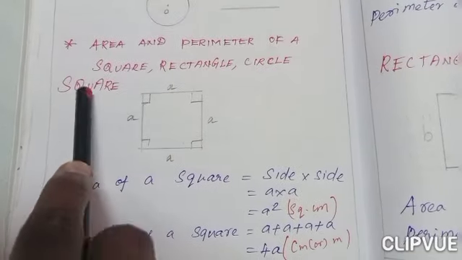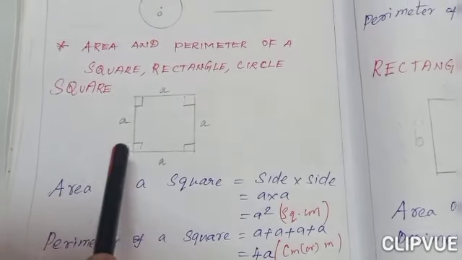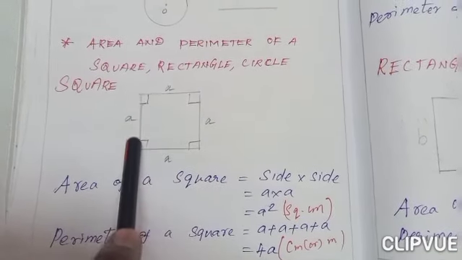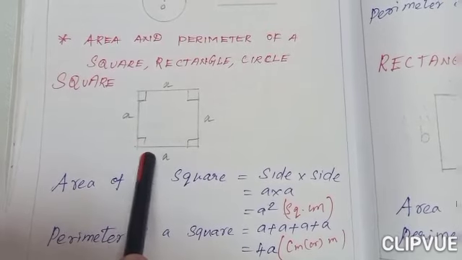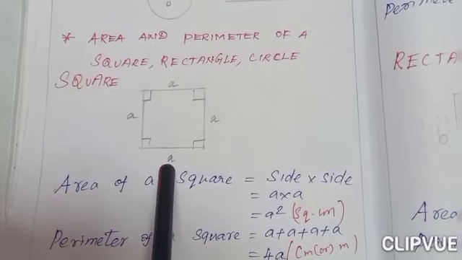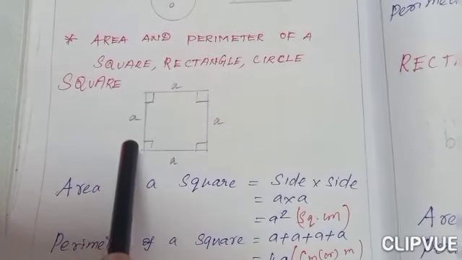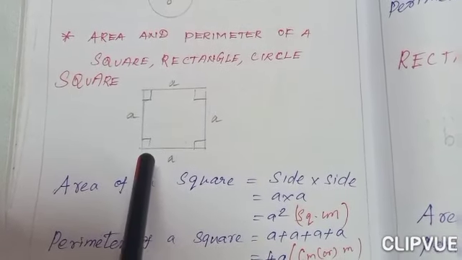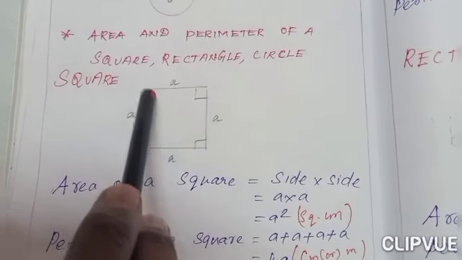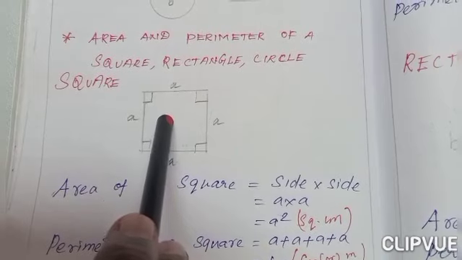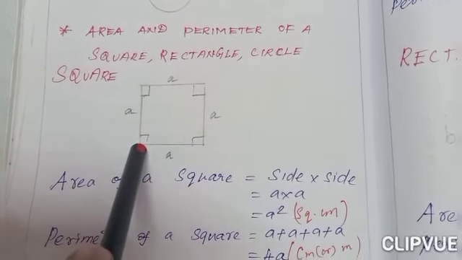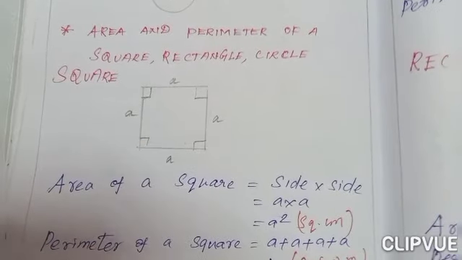Now we are going to see the first geometrical shape, square. A square is a four-sided bounded geometrical shape. Each of the four sides has equal measurement. That is why I have written all four sides with the same variable, A. It has two diagonals that bisect each other at 90 degree, and its four angles are also 90 degree.